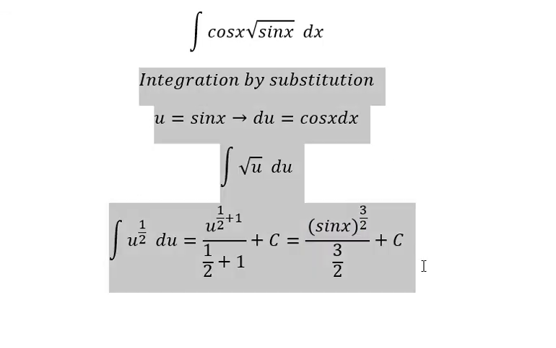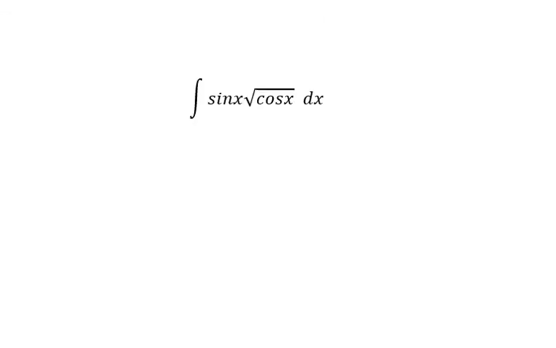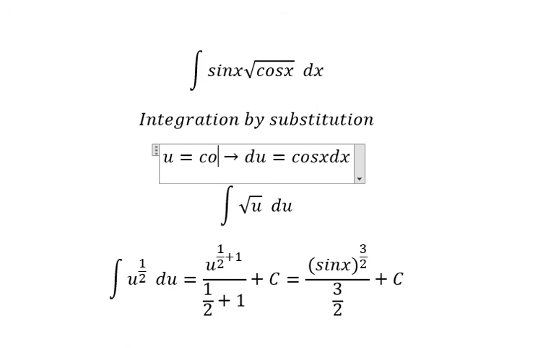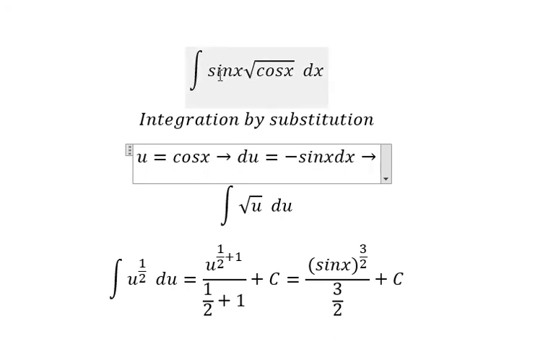Now we can use the same technique for this one. But this one should be cosine x. This one you get negative sin x after we first take the derivative of cosine x. Because we don't have the negative, I will put the negative next to the u.